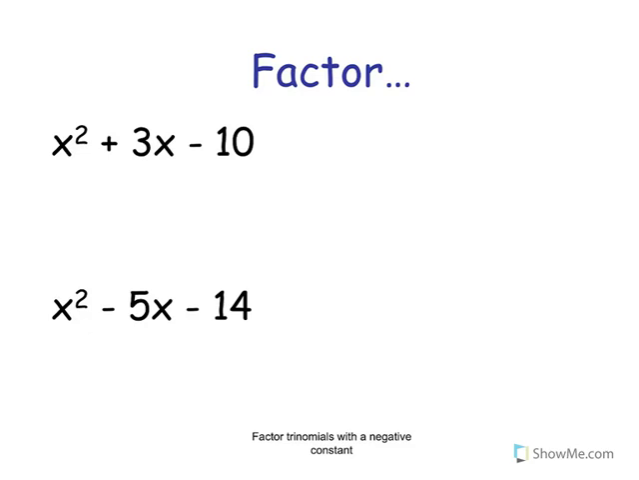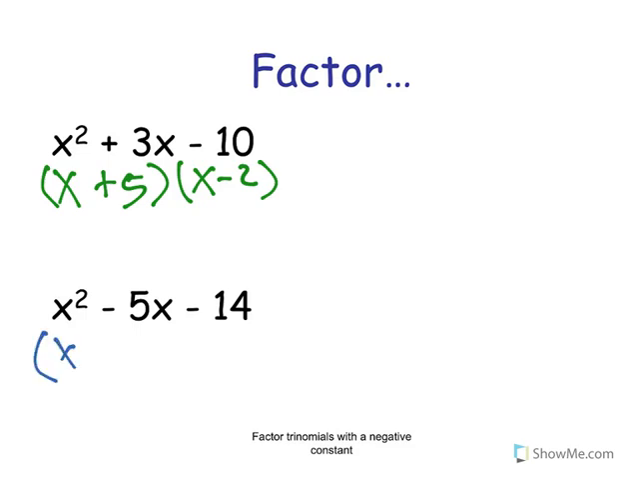So we're going to do the same thing here. What are two numbers that multiply to give me negative 10, but also add up to positive 3? I'd want to use positive 5 and negative 2. What are two numbers that multiply to negative 14 and add to negative 5? I would use negative 7 and positive 2.